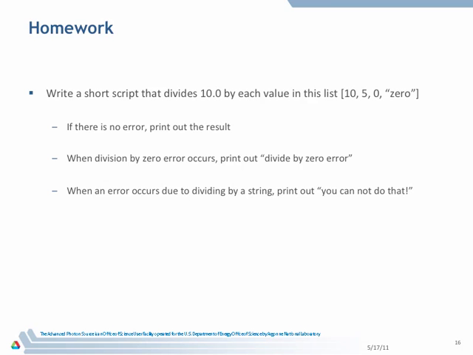Okay. So, something for you guys to try. Take a list. Here, I've given it to you right here. Divide by 10. If you don't get an error, print out the result when you divide by 10. When an error occurs by dividing by 0, print out divide by 0 error. And when an error occurs due to dividing by a string, you print out you cannot do that. You can use the contraction if you want.